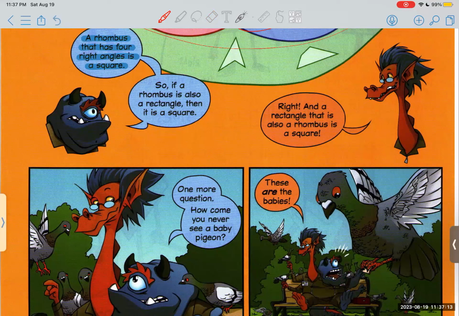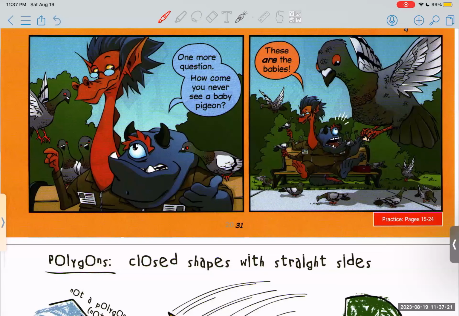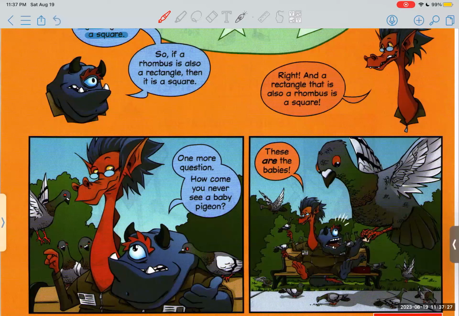Let's keep going. Right. And a rectangle that is also a rhombus is a square. That's also correct. Because, well, we see that, again, a rectangle has four right angles. A rhombus has four equal sides. And if we combine the two together, then that gives us a square.